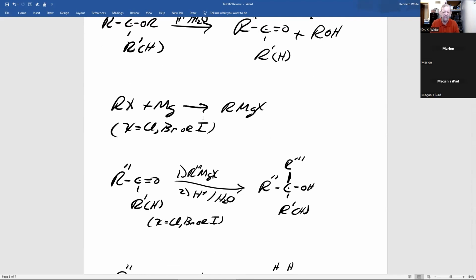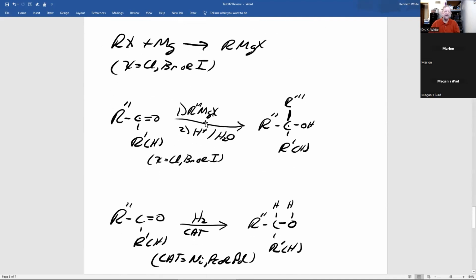Remember, it's RMGX, not RXMG. You get the X and MG wrong, I mark it wrong. Now, the reaction that I've done and used in research is the following.